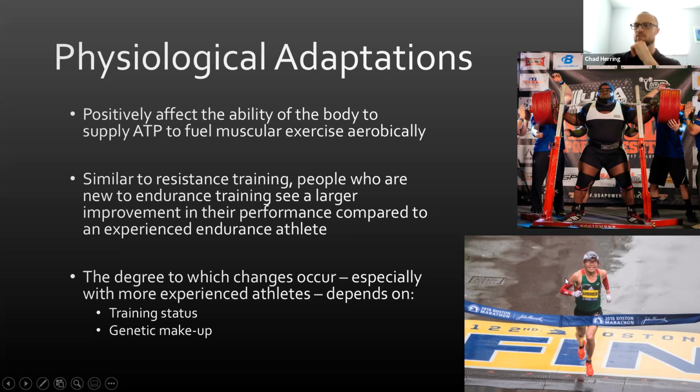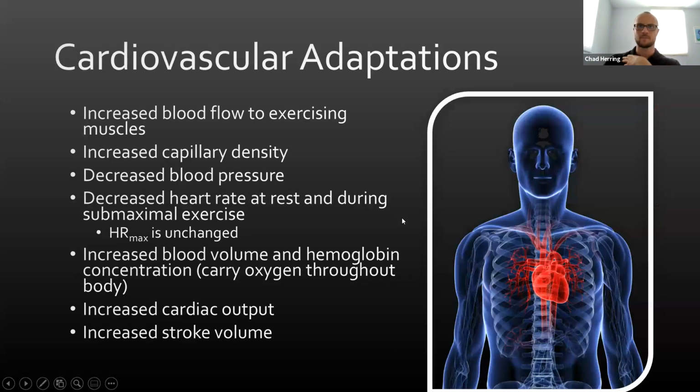Okay. Same thing with the aerobic endurance training. This individual might PR by a few seconds in the Boston Marathon, whereas a beginner might be able to shave minutes off their time. Okay. There we can see cardiovascular adaptations. You can read through those. I'm not going to read through them.